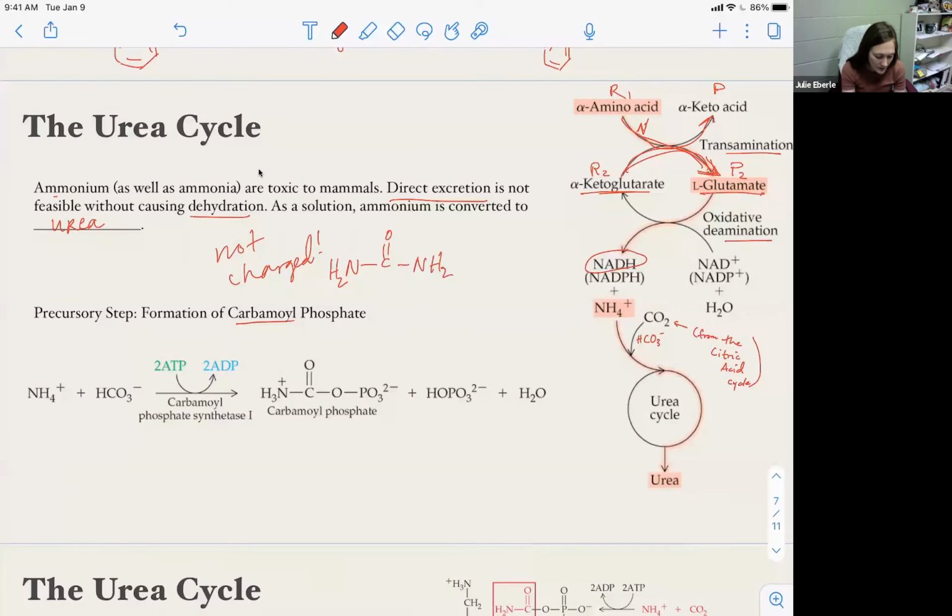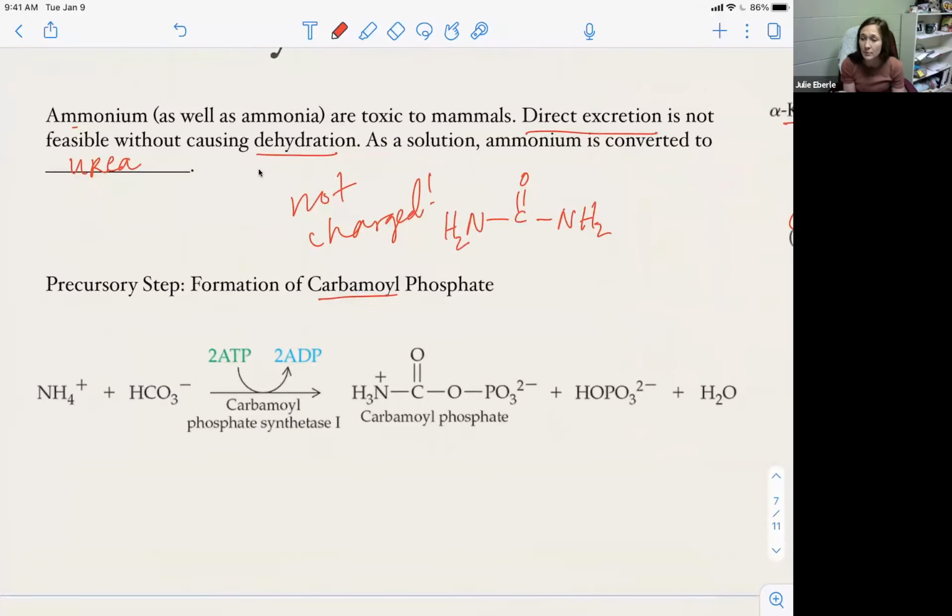And that is the starting material for the urea cycle. Okay, so what's happening here? It's actually quite simple. Maybe it looks complex, but we have the ammonium ion and we have bicarb. Why is bicarb important? I've really not talked about bicarb in this class so far, but we did talk about it a whole lot in 1402. Why is bicarb important?